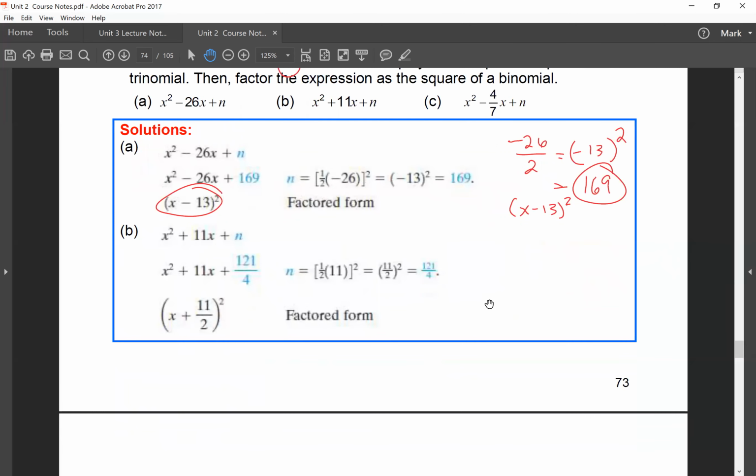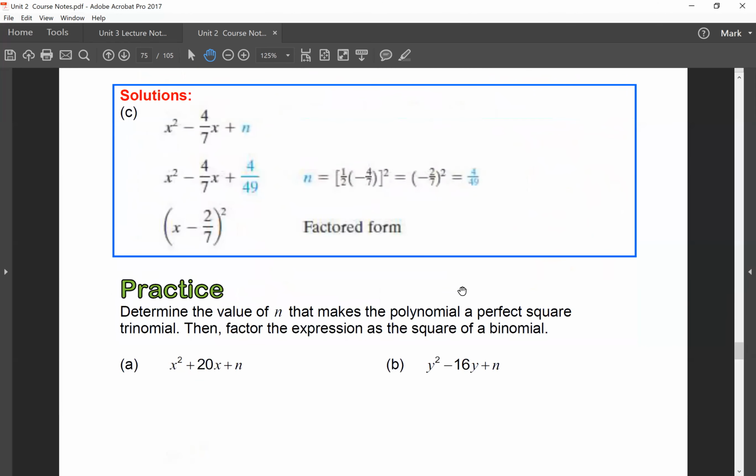Okay, let's look at B. I need to find n. Well, n is going to be 11 divided by 2, squared. So 121 over 4. You can see that there. And the factored form will be x plus 11 over 2, squared. Pretty easy, nothing too crazy.